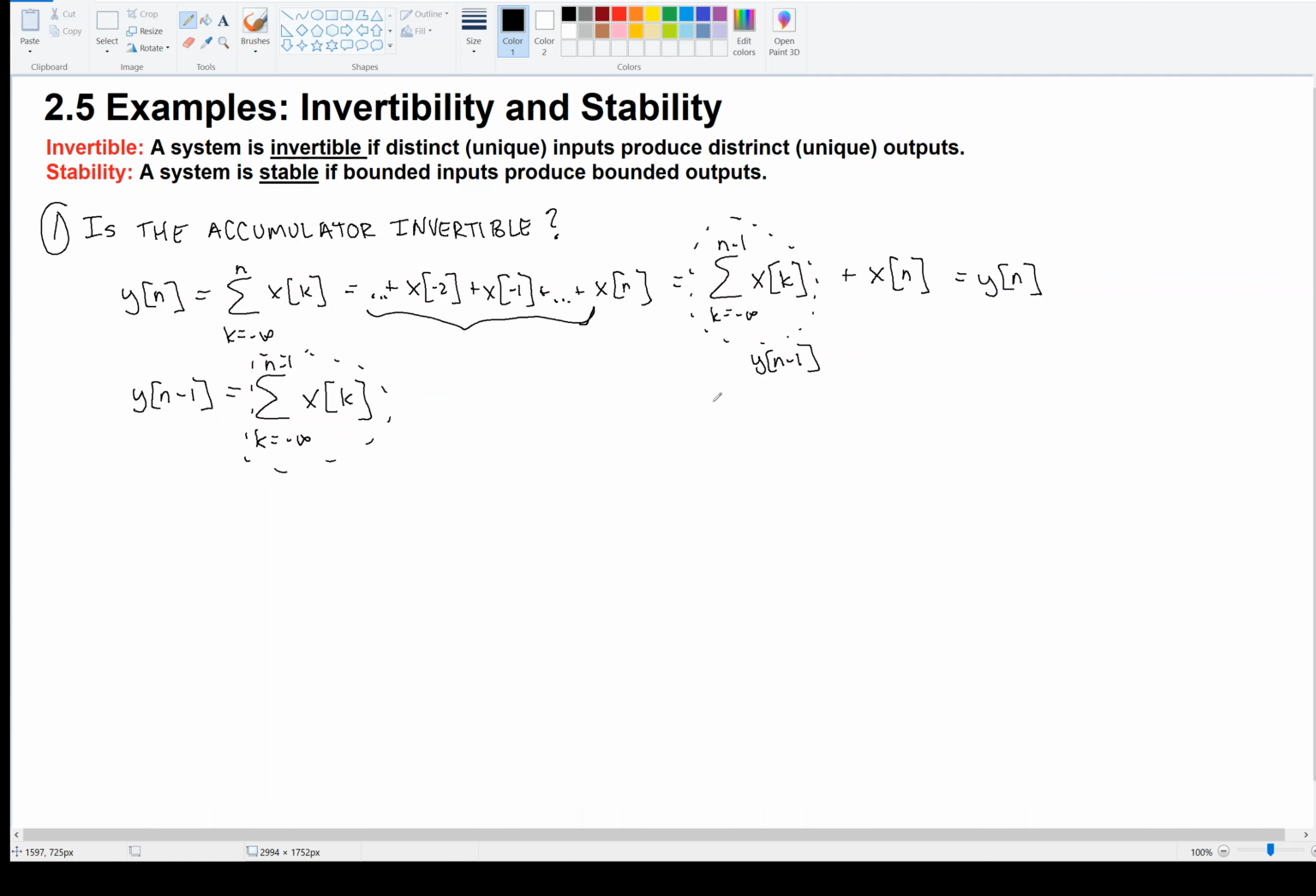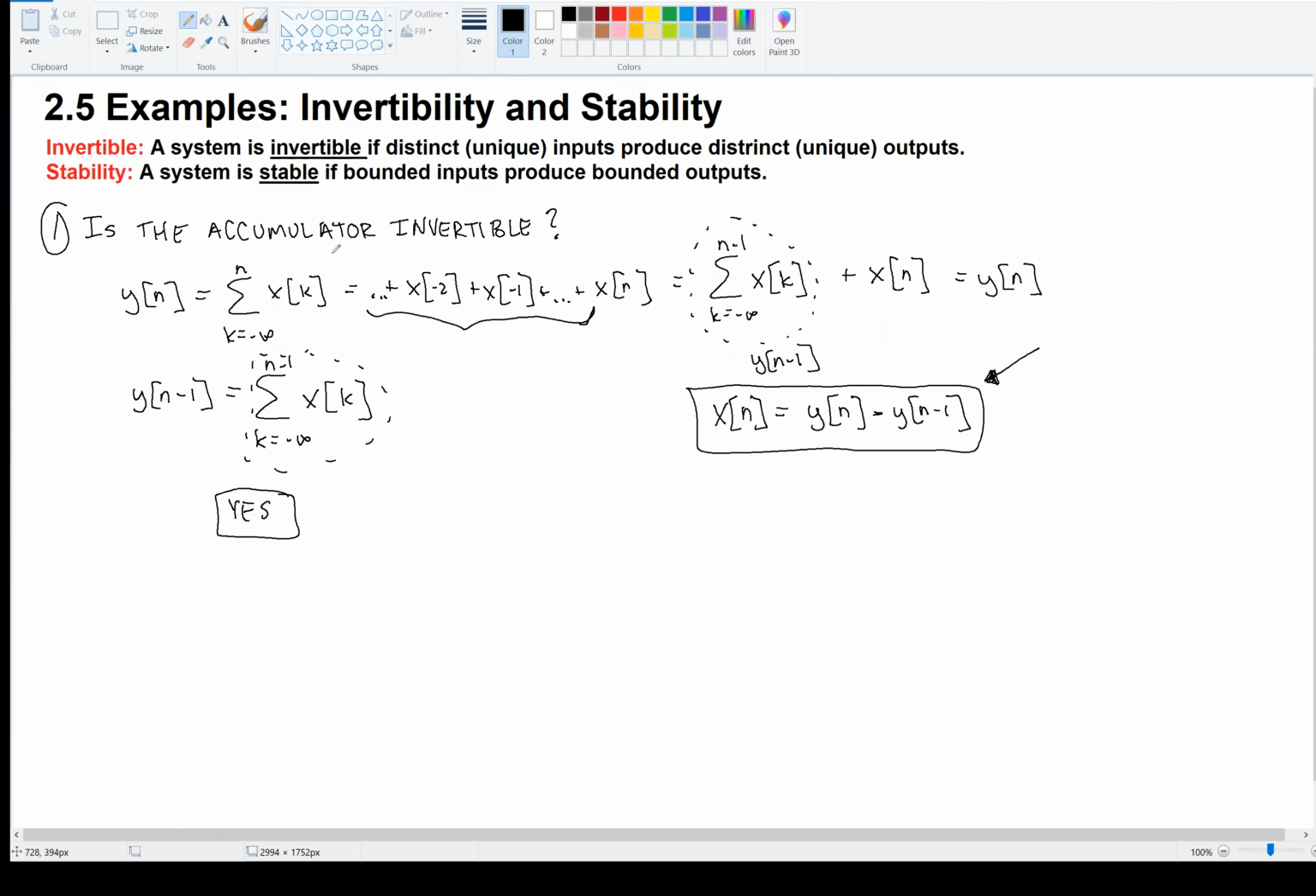And so can we get the input back by observing the output? Yes. The input at any time is the output at that time minus the output at the previous time. So we conclude the system is invertible. The accumulator is invertible, yes, because we just showed that we can get the input back given the output.